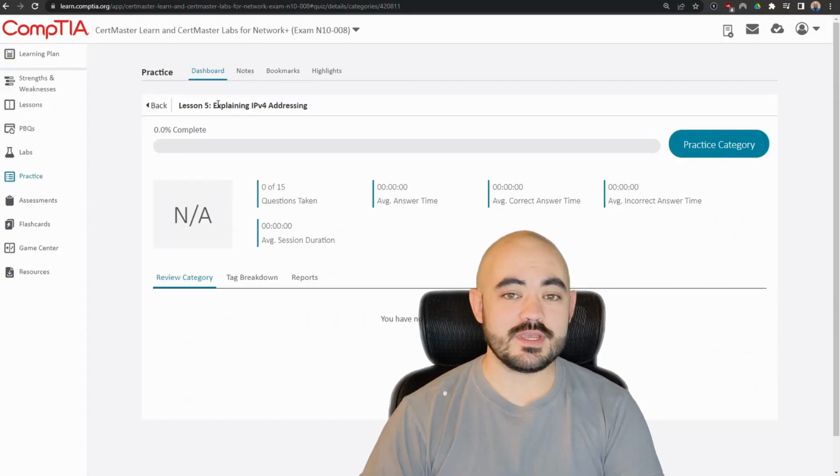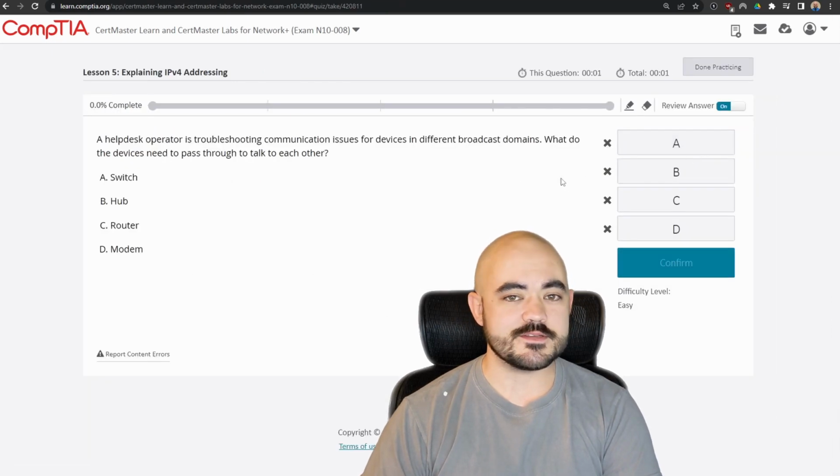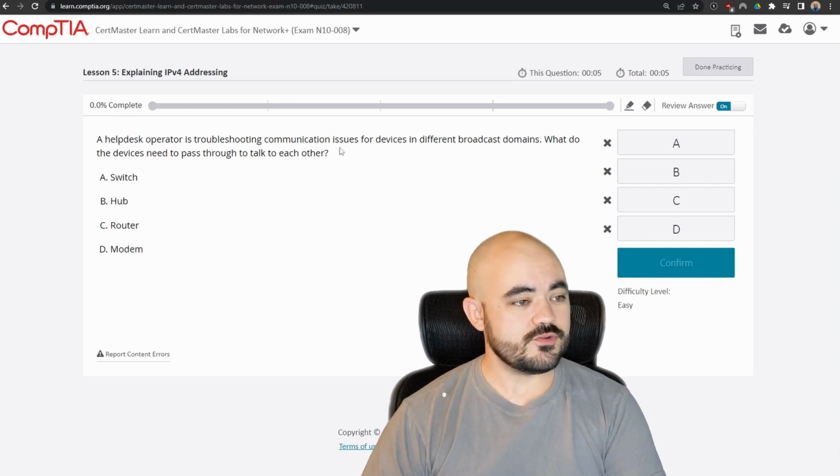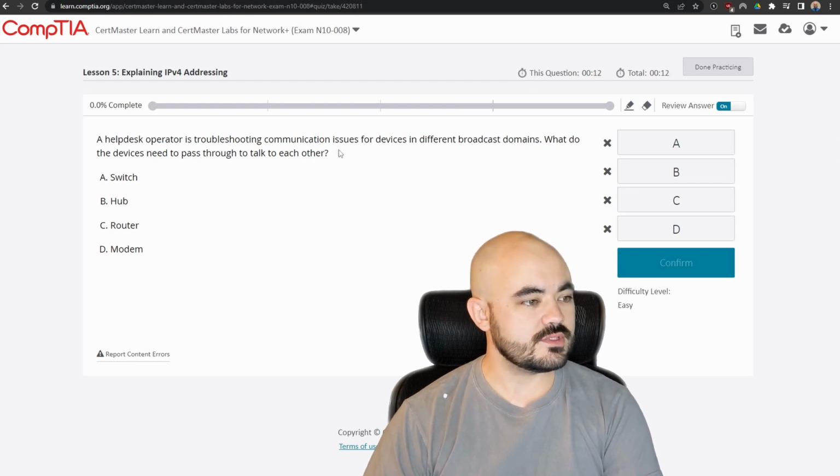Lesson 5, explaining IPv4 addressing. This should be a pretty familiar category, as IPv4 is a common topic when discussing networking. Question number 1. A help desk operator is troubleshooting communication issues for devices in different broadcast domains. What do the devices need to pass through to talk to each other?